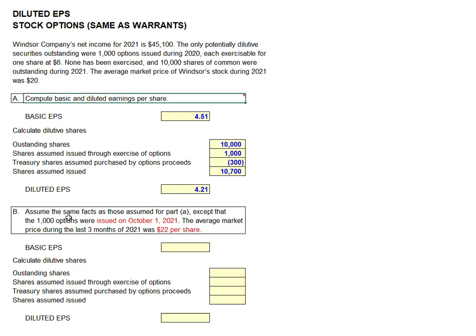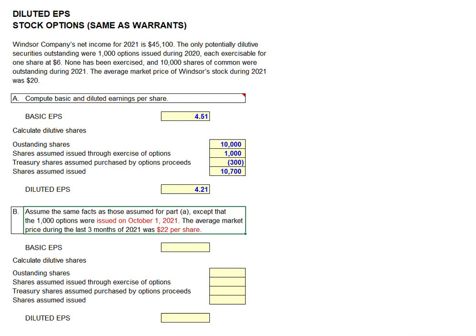Let's go ahead and take a look at Part B. We're going to assume the same facts as in Part A, except that the 1,000 options are issued on October 1, 2021. So when we calculate the weighted average number of shares outstanding for the options, we need to use a fraction of a year. Also, we're told the average market price during the last 3 months of 2021, when the options were potentially exercisable and outstanding, was $22 per share.